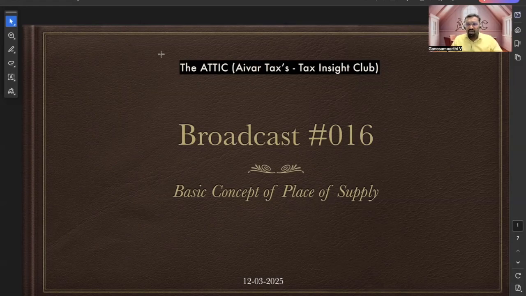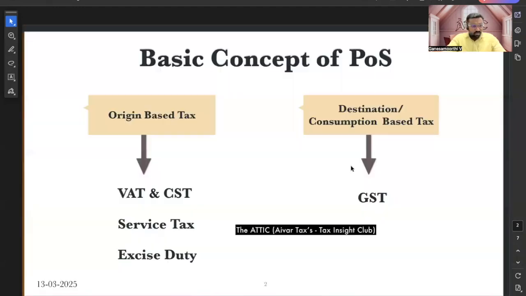Today we are in broadcast number 16 and it is about the basic concept of place of supply under GST. Today we are not going to discuss any provisions of the GST law. We are just going to understand the basic concept of place of supply. So first of all, before we go into the place of supply, we have to know why place of supply is very important under GST.